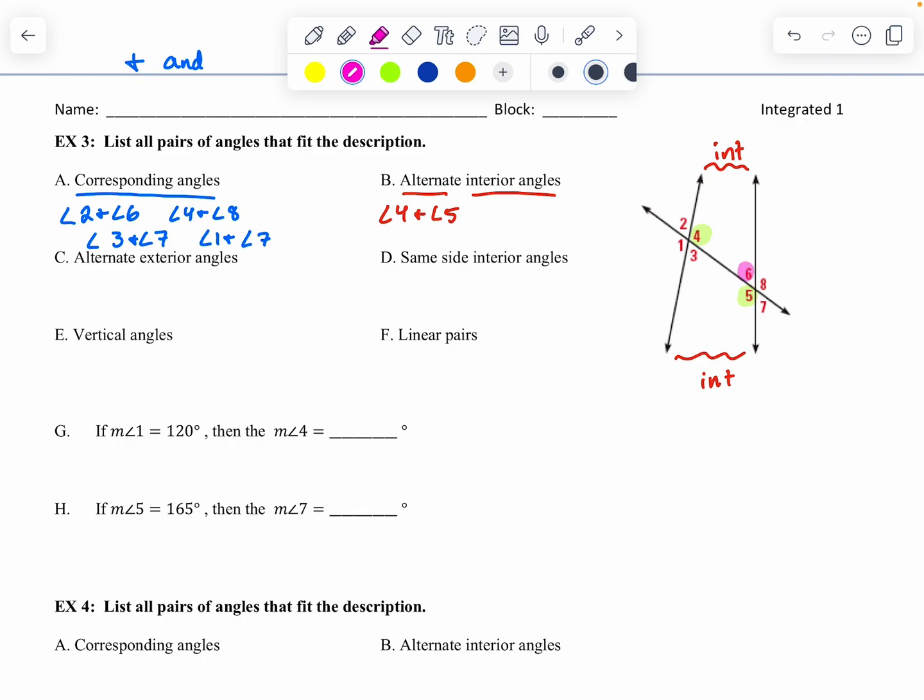And then angle 6 is on the interior, and it alternates with 3. So angles 3 and 6 are alternate interior.